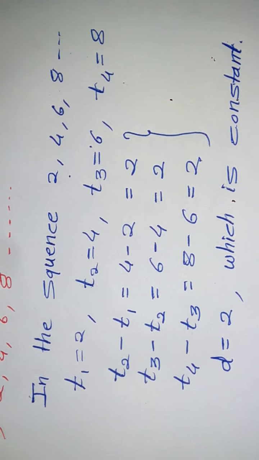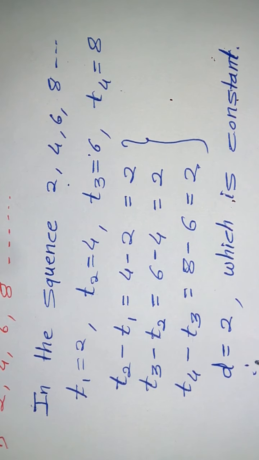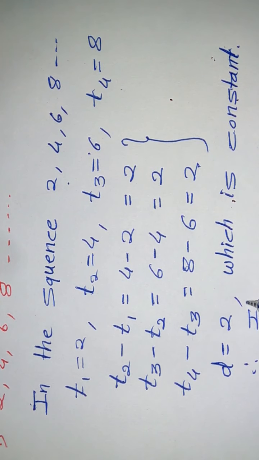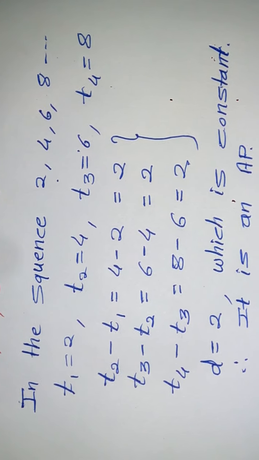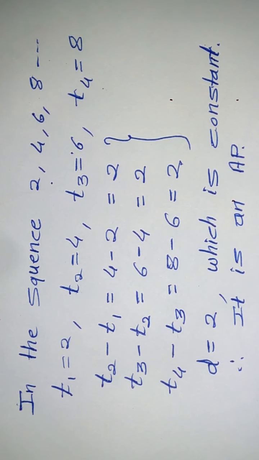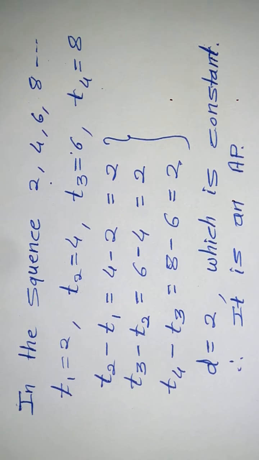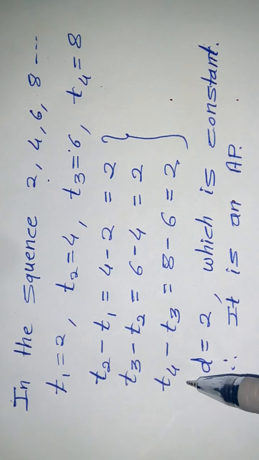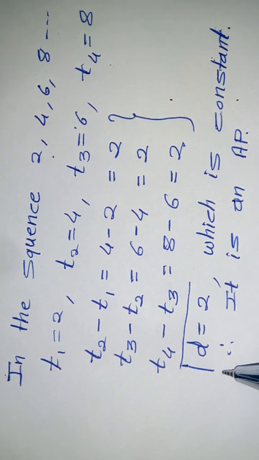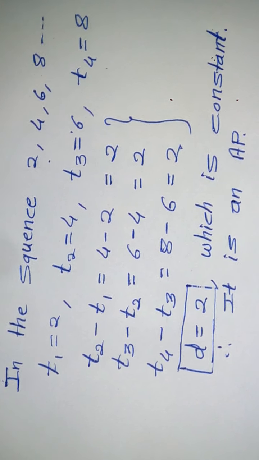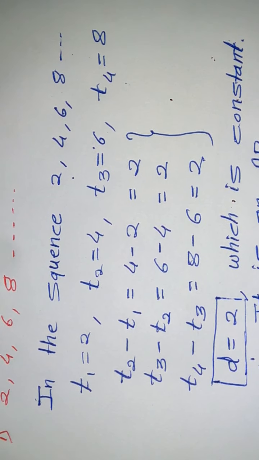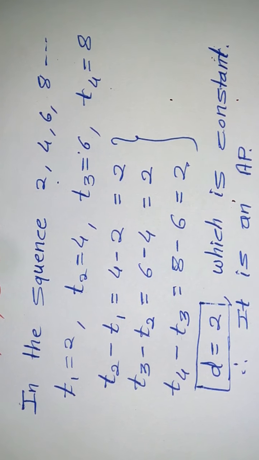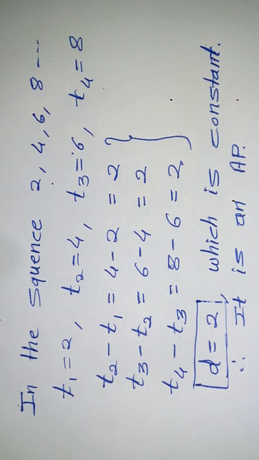Therefore this sequence is an AP. And what is the value of D? The value of D is 2, and D is constant. So D is equal to 2, it is constant, and therefore it is an AP. Do you understand this?